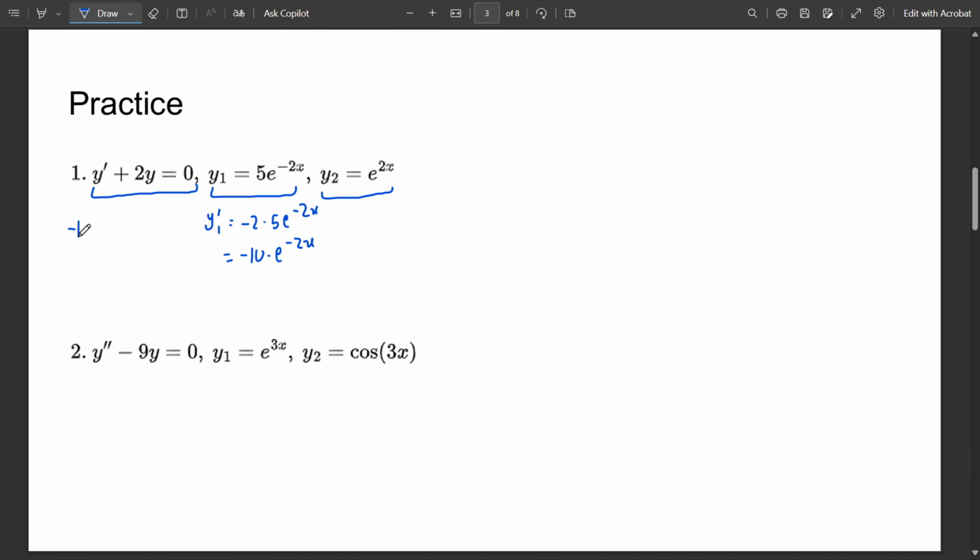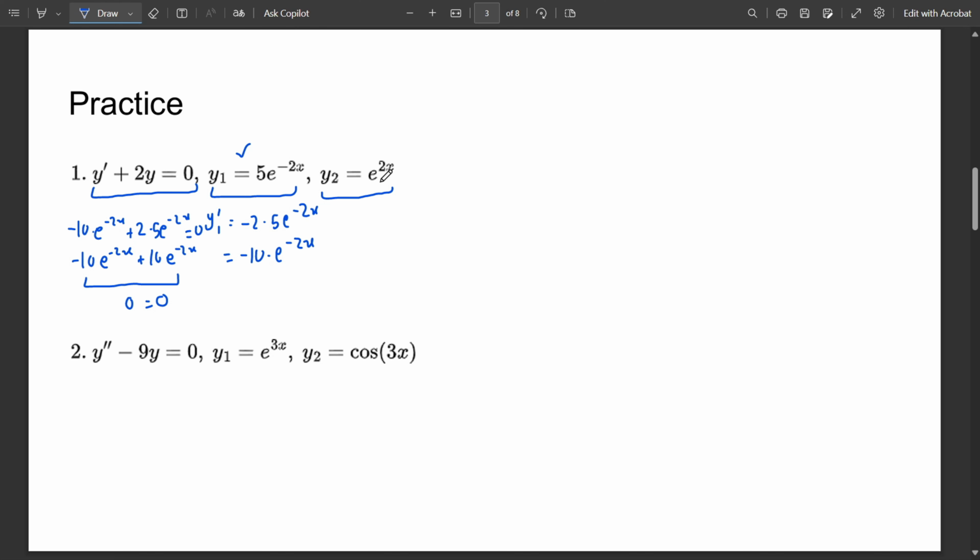So negative 10 times e to the negative 2x plus 2 times y. Y is just this one, 5 times e to the negative 2x. 2 times 5e to the negative 2x equals 0. So does it equal 0? Let's find out. Negative 10e to the negative 2x plus 2 times 5, 10e to the negative 2x. So this does indeed equal 0. So this is a solution to this differential equation. Let's just check mark it.